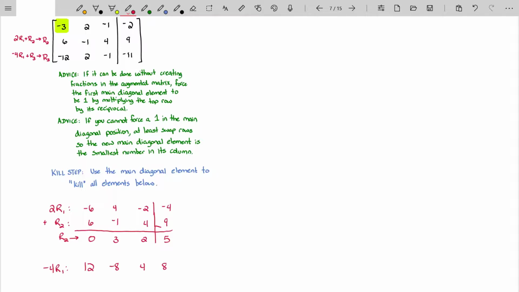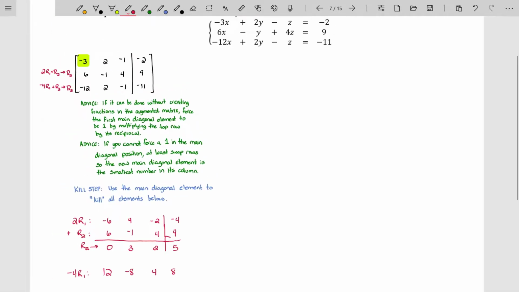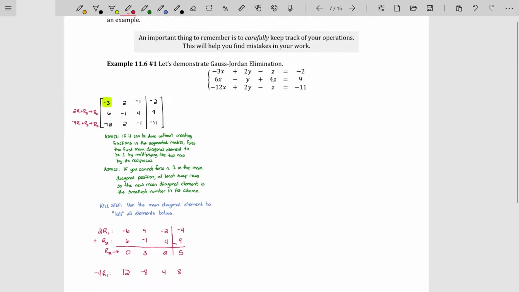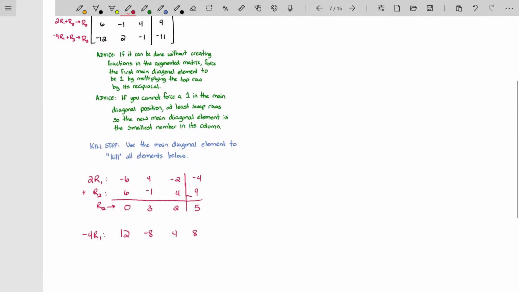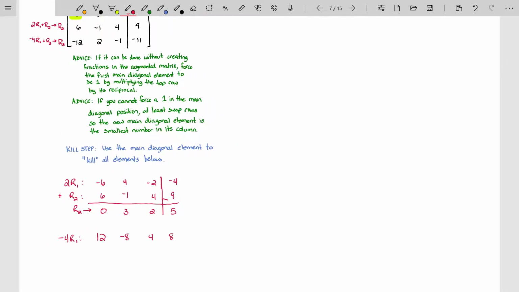Now, in this process, and like I mentioned up above, an important thing to remember is to carefully keep track of your operations, because what's going to happen is you'll make arithmetic mistakes. That is going to happen. It's not that I'm saying you can make arithmetic mistakes. I'm saying you will. That's just how Gaussian elimination sometimes works, is that you make silly little mistakes. So you want to be somewhat meticulous with your work so that you can find your mistakes if you ever make them.